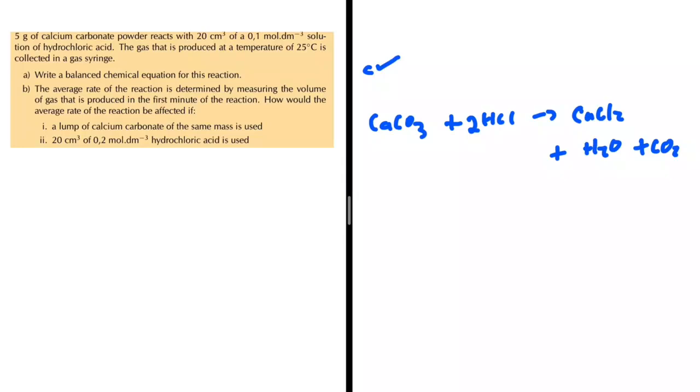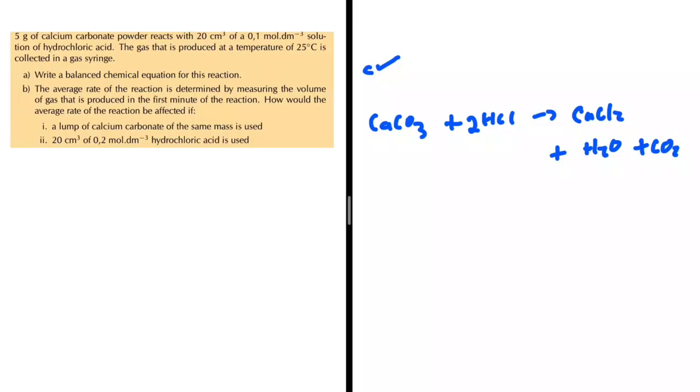And then B says that the average rate of the reaction is determined by measuring the volume of gas that is produced in the first minute of the reaction. How will the average rate of the reaction be affected if, Roman figure 1, a lump of calcium carbonate of the same mass is used? So in our experiment, we used powder, right? And then in Roman figure 1, they're saying, what happens to the average rate if a lump of calcium carbonate is used? Obviously, the rate of reaction should go down. It should be lower as we are using a lump with less surface area.